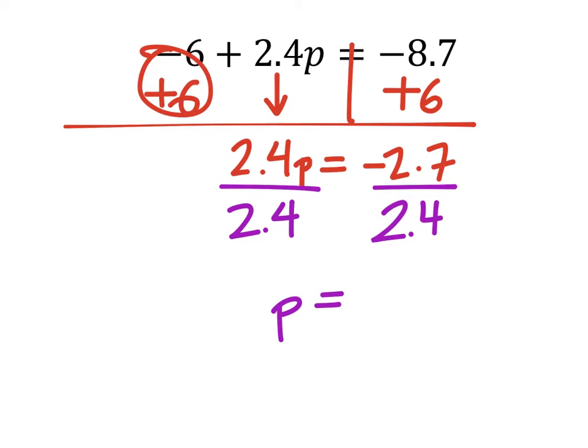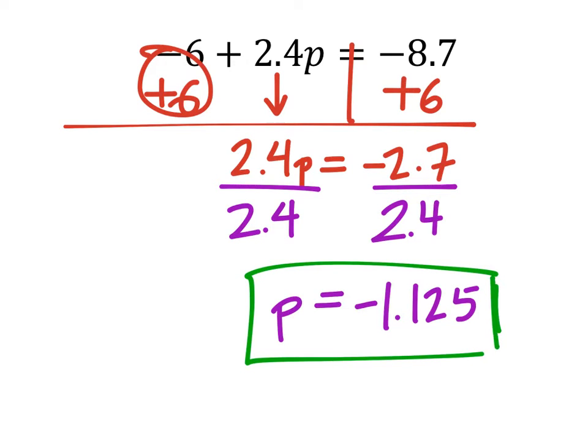So again, I'm going to go to the calculator. Negative 2.7 divided by 2.4 equals negative 1.125. So negative 1 and an eighth right there. But again, I'm just going to check. We're going to do negative 6 plus 2.4 times negative 1.125. I did that right. Negative 8.7, bam. And that confirms that this is the solution to that original equation.